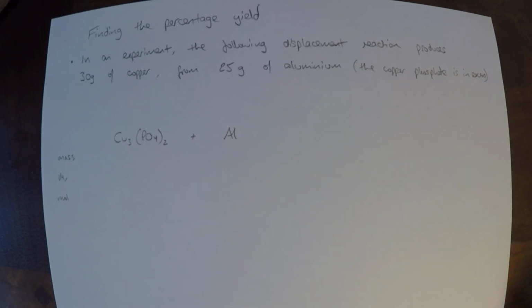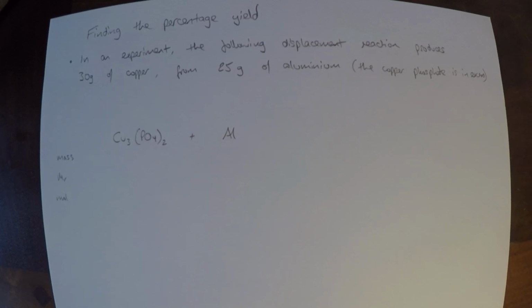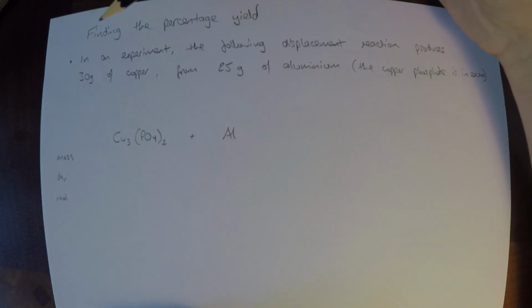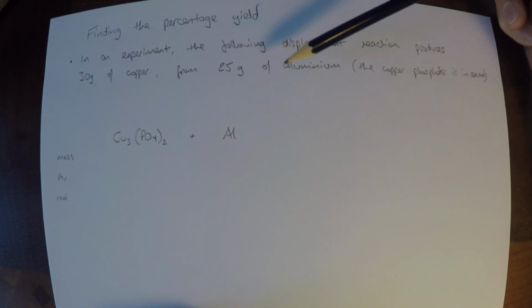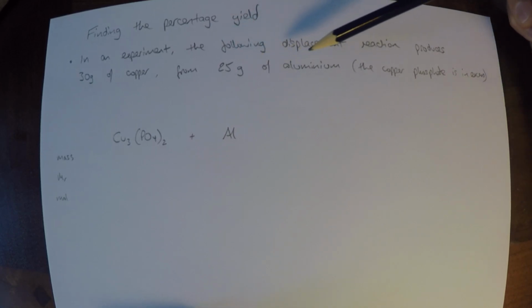Okay, in this video I'm going to be talking about how we can find the percentage yield in a chemical reaction. So in this sort of question you'll be given an amount of product which has been produced in a reaction experimentally. For example, in this case we have 30 grams of copper being produced from a certain quantity of reagent, in this case 25 grams of aluminium.